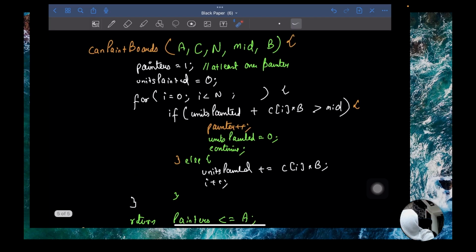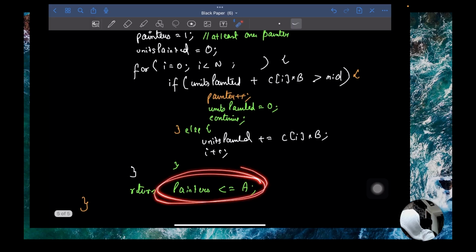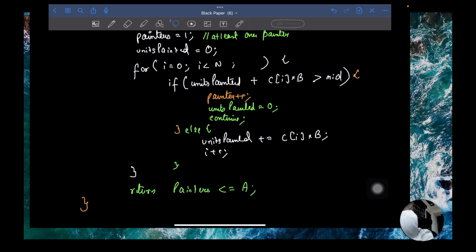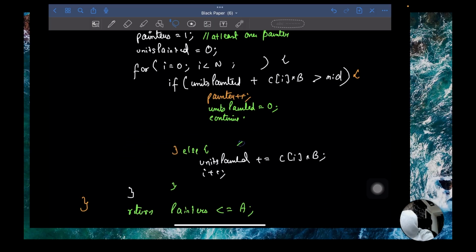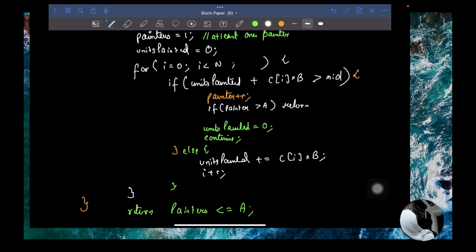Or what you can do, you can put this check here also. Just here, when you do painter plus plus, before allocating to a painter, you can say that if the painter count becomes greater than A, return false, because technically now you won't be able to paint it. So you can keep a painter count here, then you can just directly return a true here, because if you are able to paint everything, you just return a true.